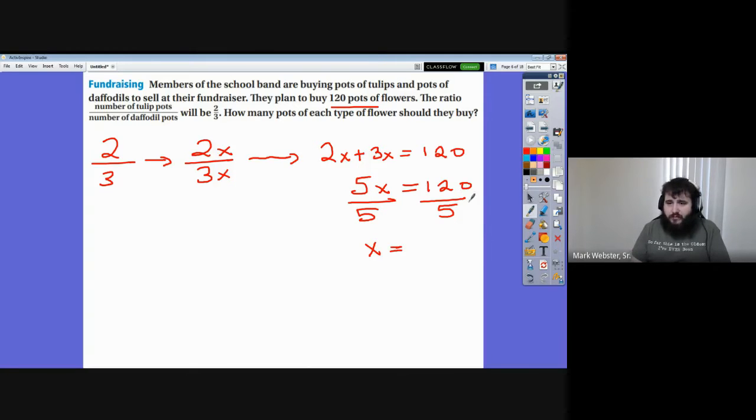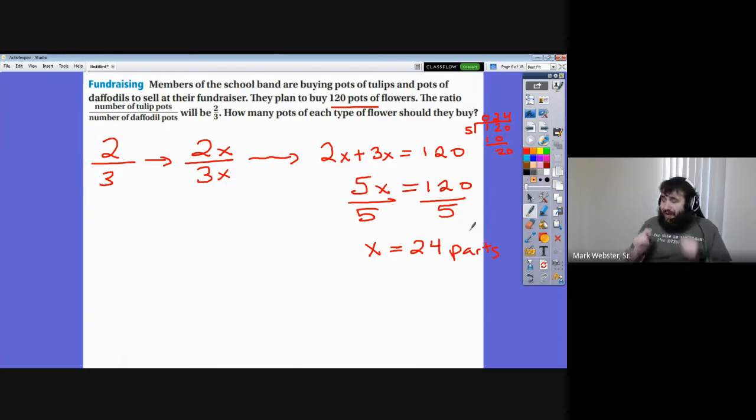So we do 120 divided by 5. Okay, 5 doesn't go into 1. 5 goes into 12 twice. Drop down the 0. 5 goes into 20 4 times. So we get a final answer of 24.